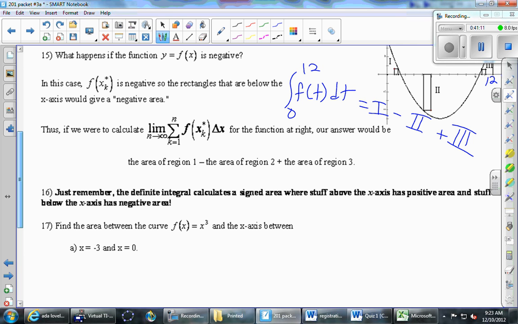So that symbol right there doesn't always mean the area. That symbol means the area if things are above the curve, but that symbol is going to treat anything below the curve as having a negative area. Okay?